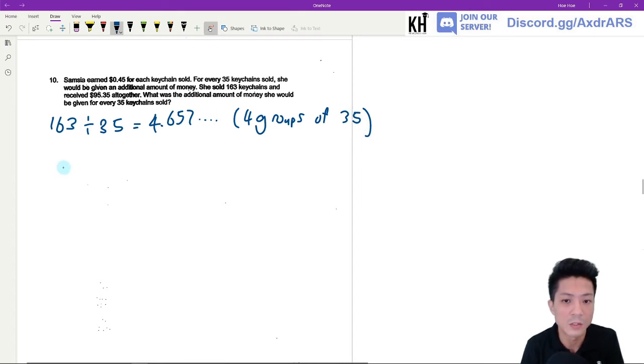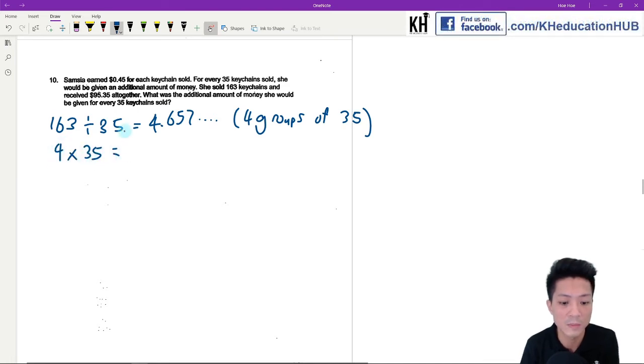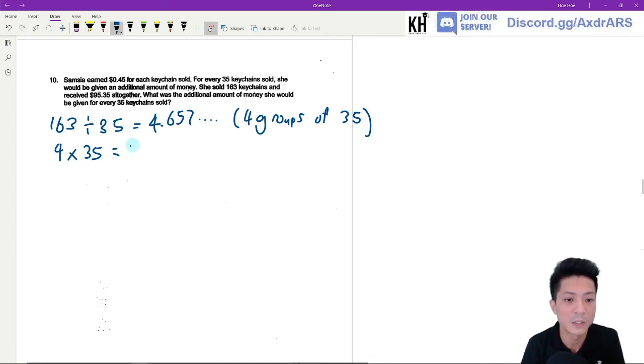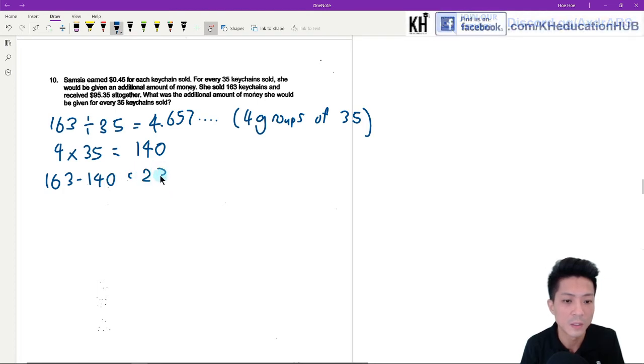Okay, so if there's 4 groups of 35, let us find out how many that is exactly. 4 times 35 will give me 140. Okay, 163 minus 140 will give me 23. So the 23 that she sold are the loose ones, because she didn't qualify for the additional money, because she didn't hit 35 keychains.